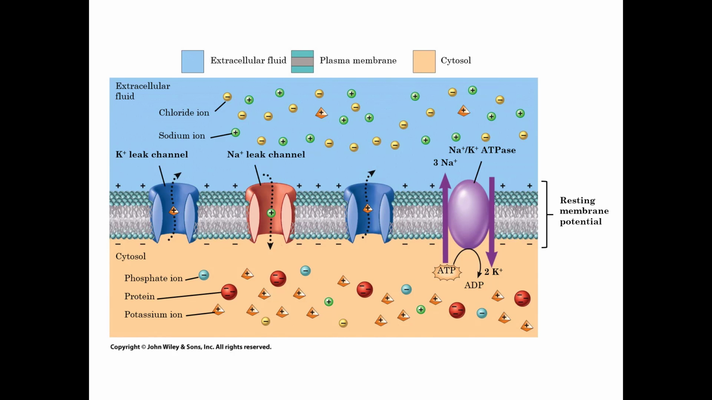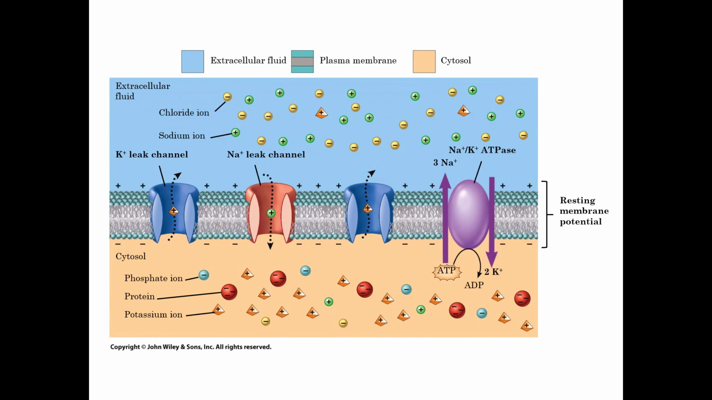Okay, so we can see here, we're accumulating more positive ions outside of the cell and fewer positive ions inside the cell. The second thing that's happening is we're accumulating sodium ions outside of the cell and potassium ions inside the cell. The sodium ions in this image are shown as the little green circles, mostly outside. The potassium ions are shown as the little orange triangles that are mostly inside.